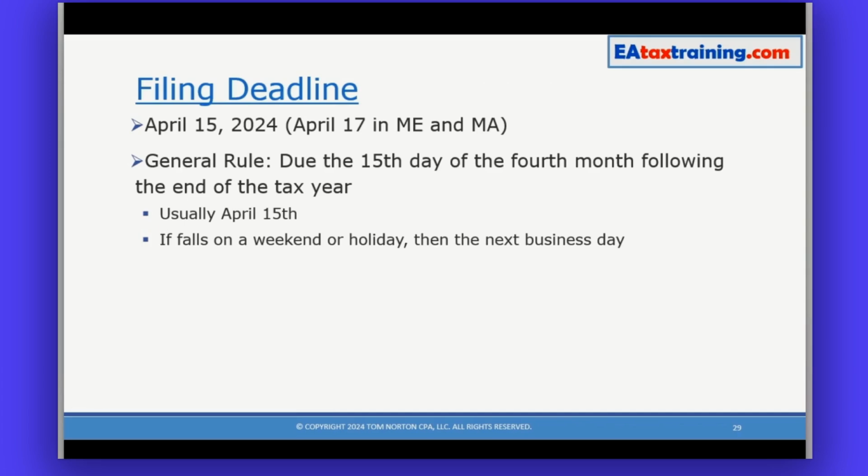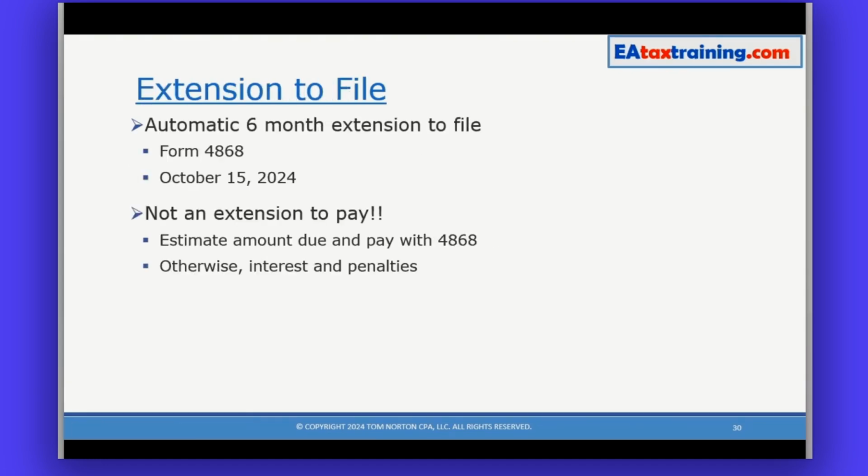Why? Because the general rule is that the individual income tax return is due on the 15th day of the fourth month following the end of the tax year, which is usually April 15th. But if April 15th falls on a weekend or a holiday, then it gets pushed back to the next business day. Well, Maine and Massachusetts have got some holidays in there. So for those two states, it is April 17th. But for the rest of the country, it is due April 15th. And again, different years, April 15th might fall on a Saturday or Sunday or on a holiday for everybody. And so in that case, it would get pushed back to the next business day.